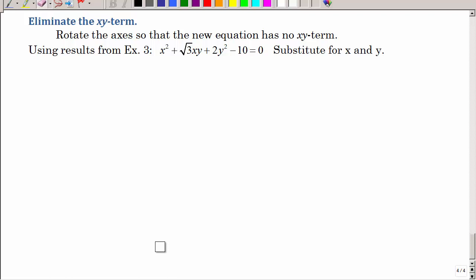This is going to definitely test your algebra skills. We're going to eliminate the xy term, and so we're going to rotate the axes so this equation has no xy term. So we're going to go back to example 3 and grab those rotation formulas.